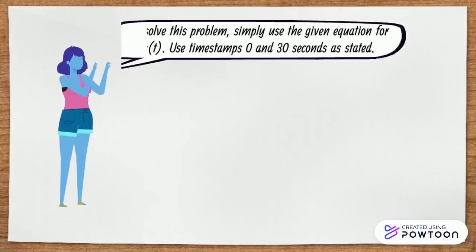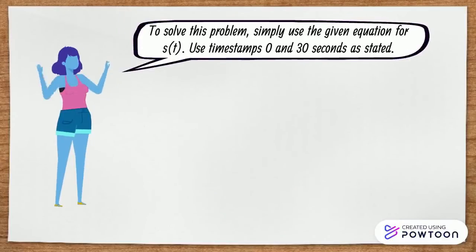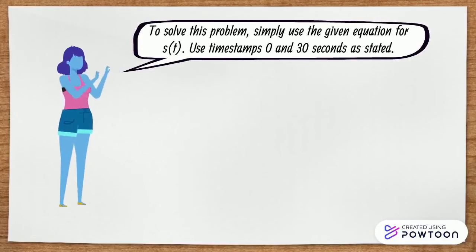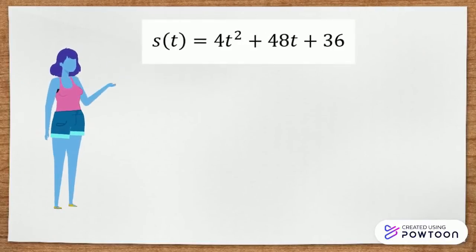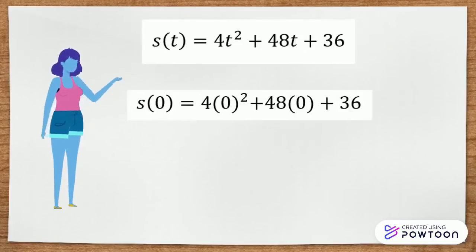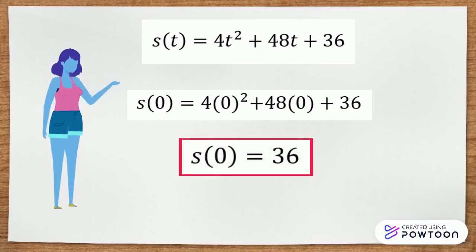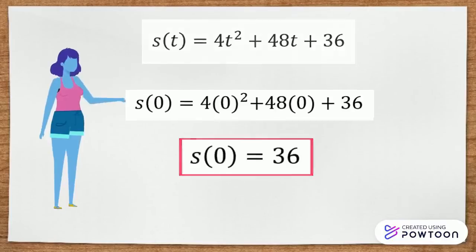To solve this problem, simply use the given equation for s of t, which is 4t squared plus 48t plus 36, then use timestamps 0 and 30 seconds as stated. So for the starting point, just simply substitute the value of time, which is 0. That will be 4 multiplied by 0 squared plus 48 times 0 plus 36. The final answer will be 36.